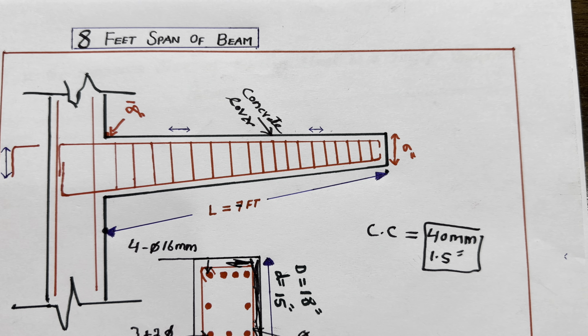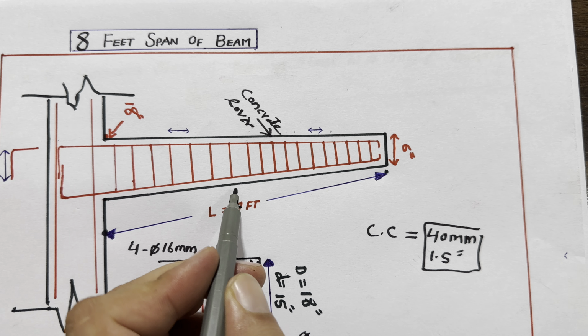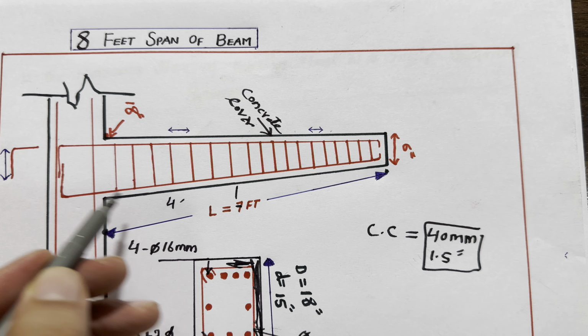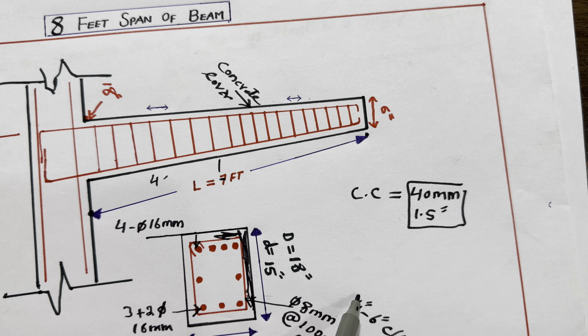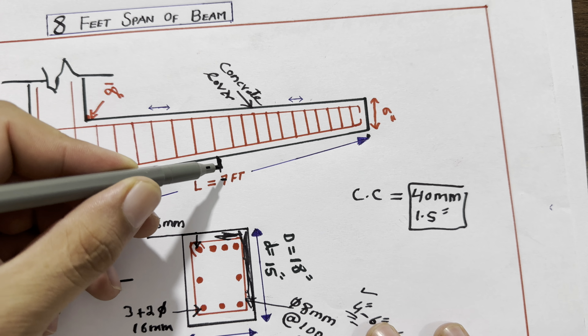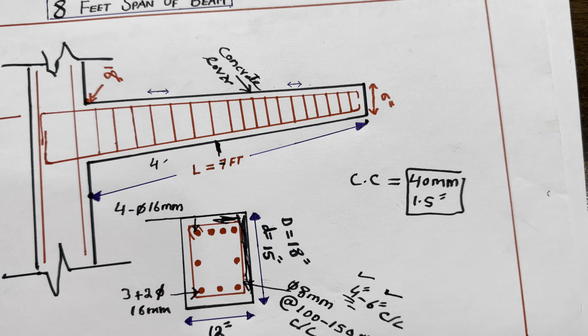Next guys, after L by 2 distance, meaning half the total length, which is 7 feet or 8 feet, at the distance of 4 feet at the free end the spacing should be close. Here we can see it is 100 millimeter or 4 inches. After that, in the middle at the fixed end, you can increase the spacing up to 6 inches, guys, you can see.